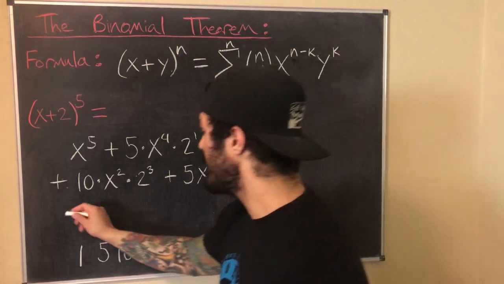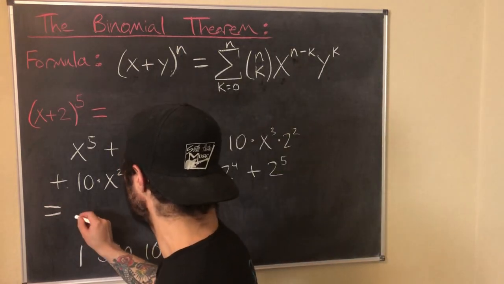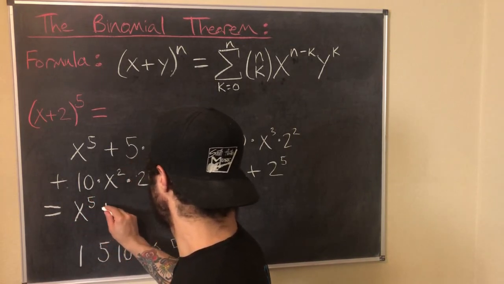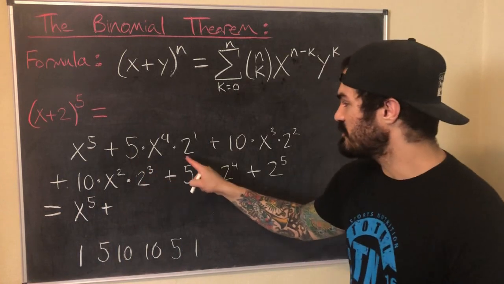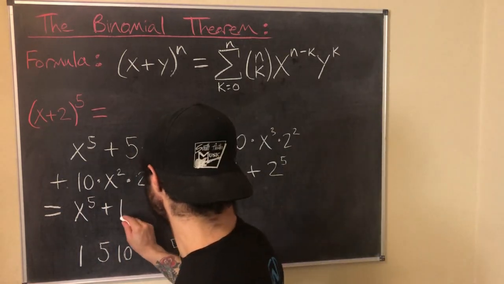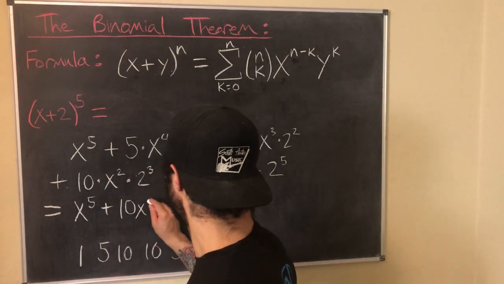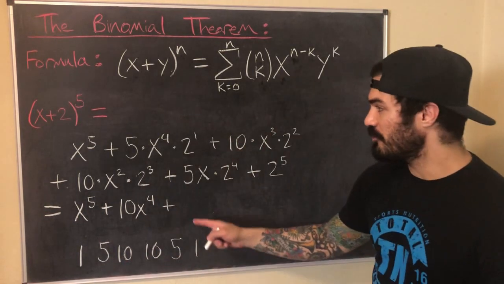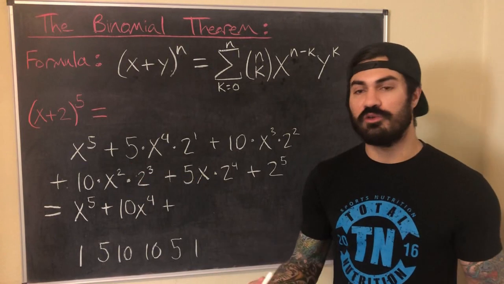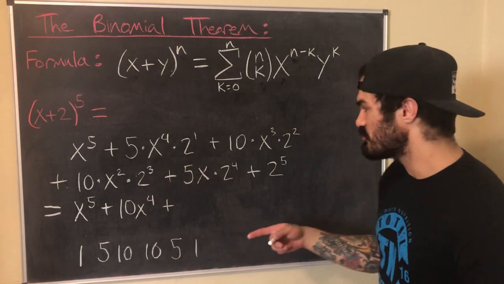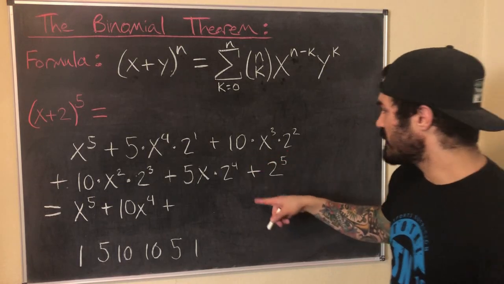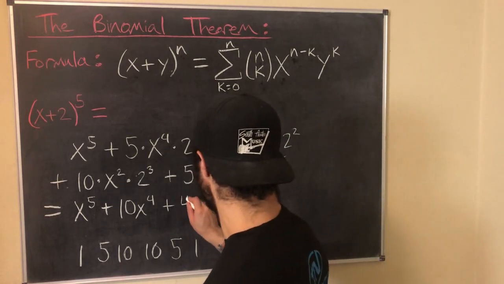So now let's just simplify this and we should be done. So the first term is just x to the fifth. The second term, 5 times 2, that's 10. 10x to the fourth. And this is what I meant earlier by, these aren't your final coefficients. You may have to simplify. This is what I was talking about. 2 squared, that's 4 times 10, that's 40x cubed.